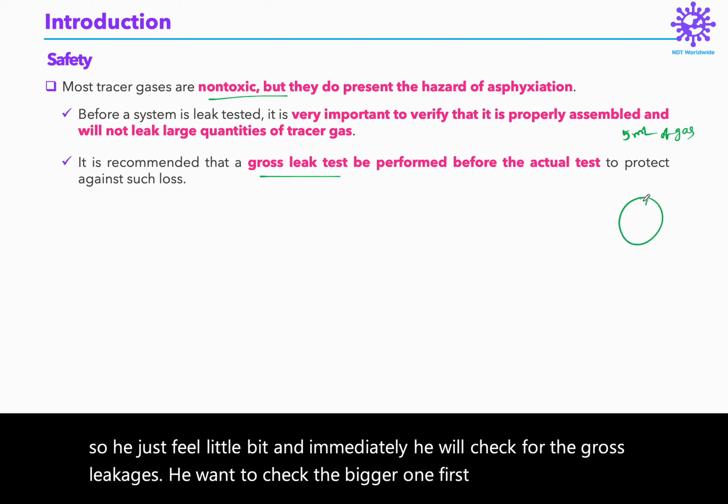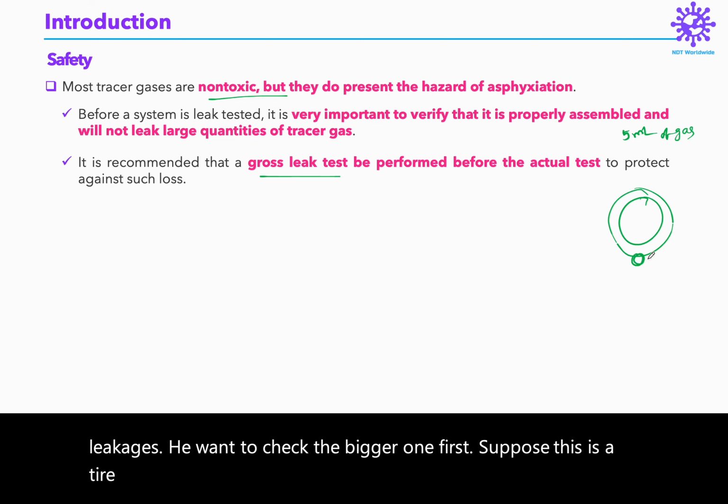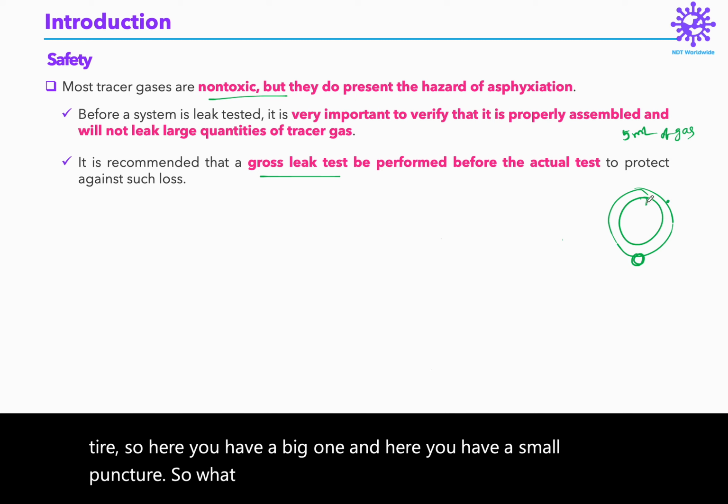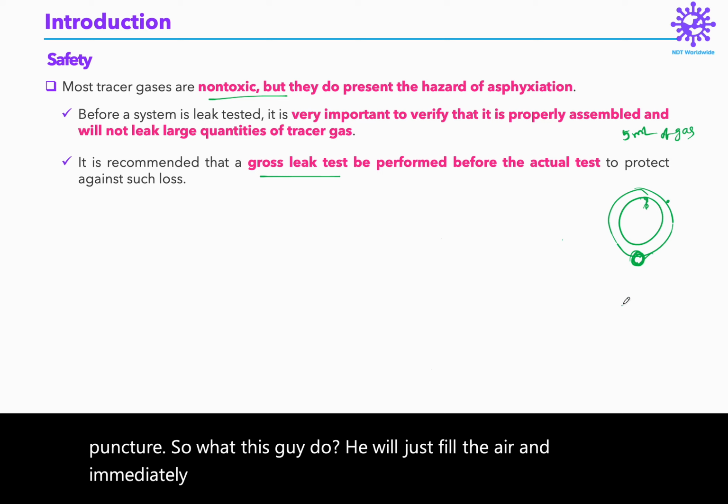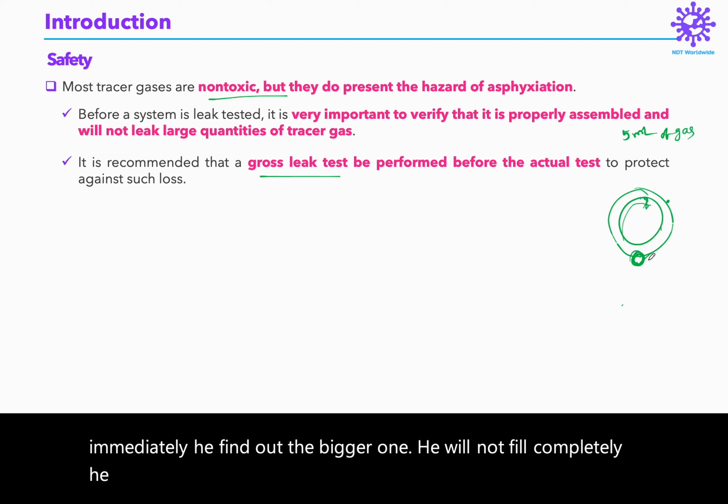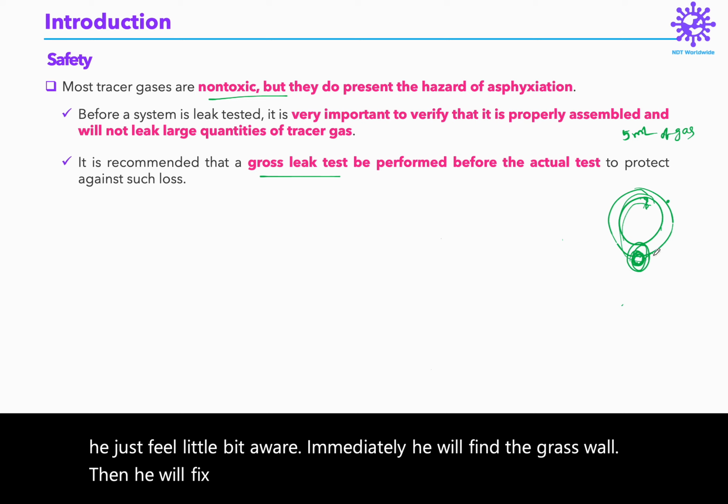Suppose this is a tire, so here you have a big puncture and here you have a small puncture. What this guy does is he just fills a little bit of air, and immediately he finds the gross one. He will not fill completely. He will fix it, then after that he will completely fill and look for the others.